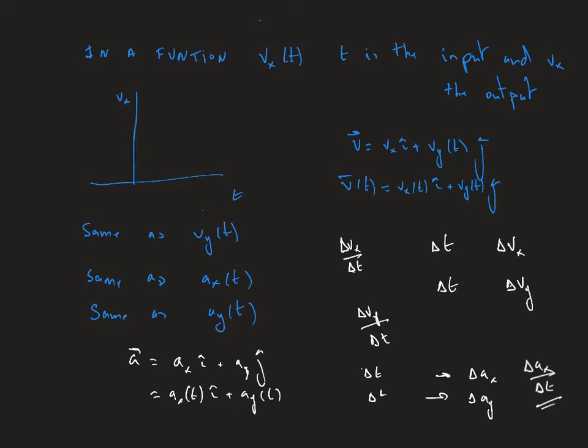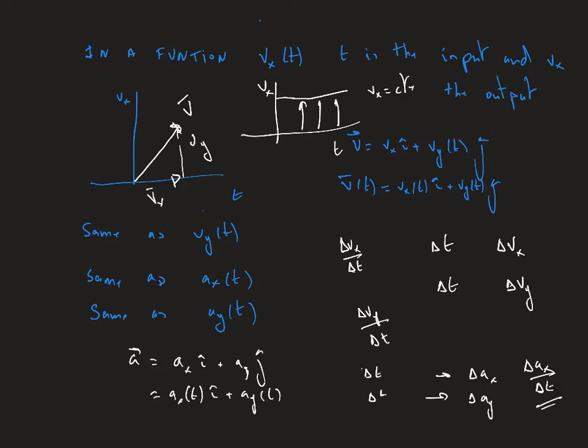So let's make some pictures here. This is the vector v. The vector v has components vx and vy. Vx can change with time, maybe not. Maybe Vx never changes with time. If it never changes with time, it's because it's constant. So this is the graph of Vx equal to a constant, something whose value is always 3 meters per second.